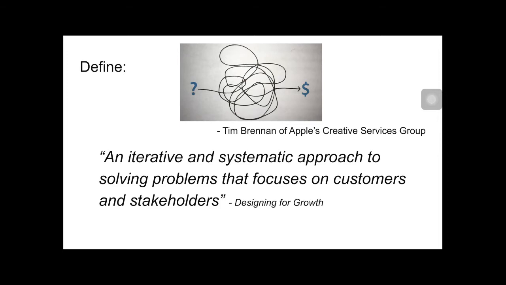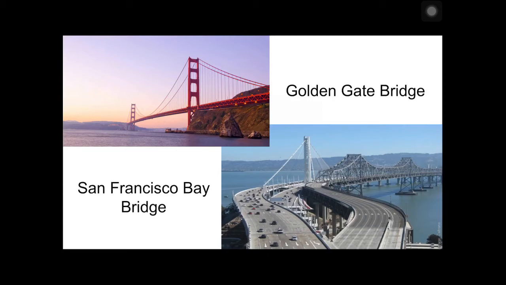And another way, using text or words, is here from our textbook: an iterative and systemic approach to solving problems that focuses on customers and stakeholders. So solving problems by direct engagement with customers, the users, or the people who engage with it, or the stakeholders of a problem. We're going to talk about how that's a little bit different from some traditional ways in which we solve problems.